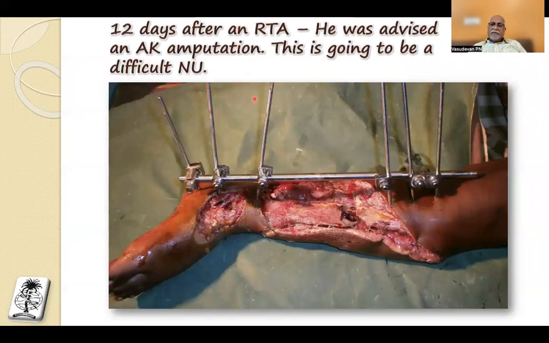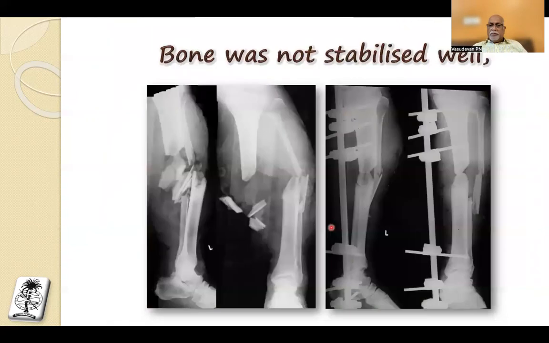This is a case where he came to me 12 days after an RTA. The full area was exposed. You can see the fixators, and the foot was free. Whenever he was moving his toes, I could see the muscles moving beyond the bone. The bone was not holding the muscle at all.